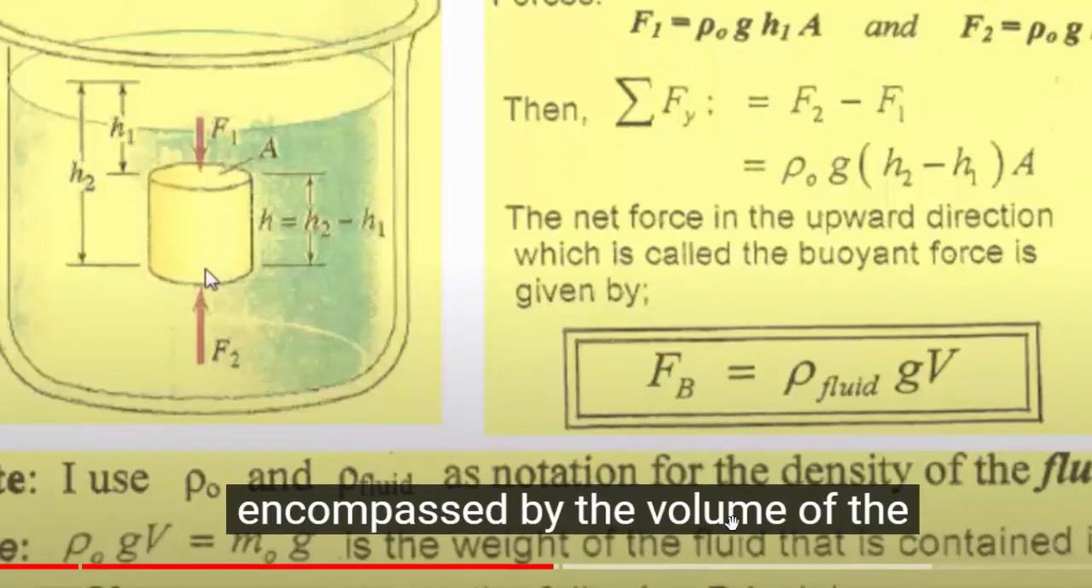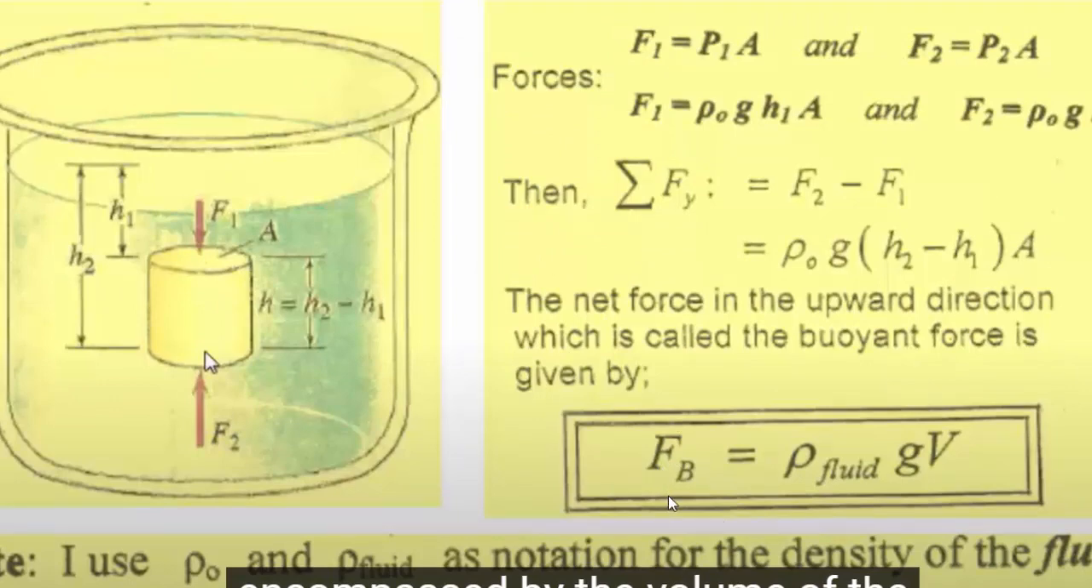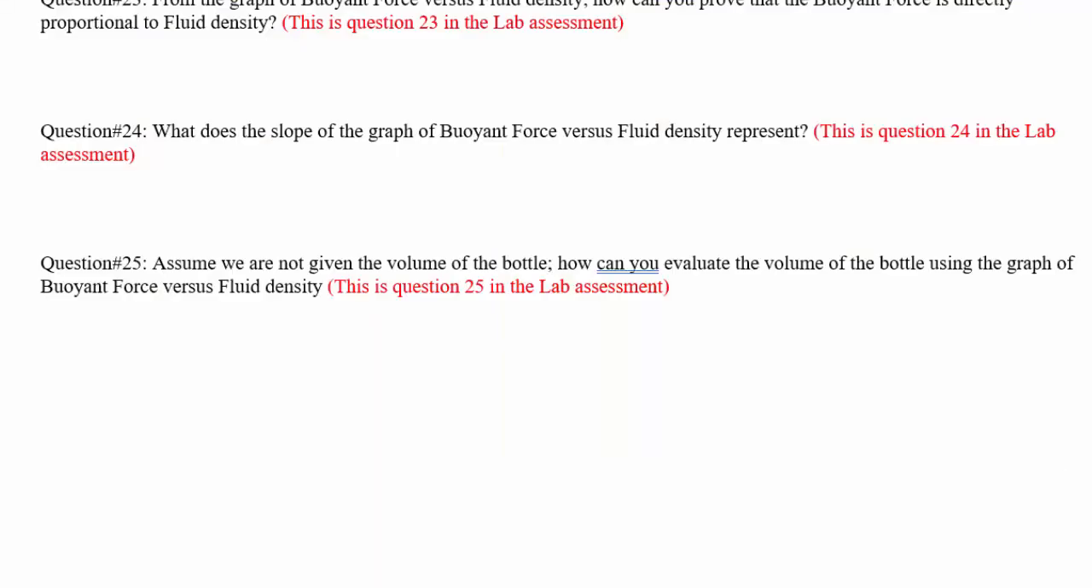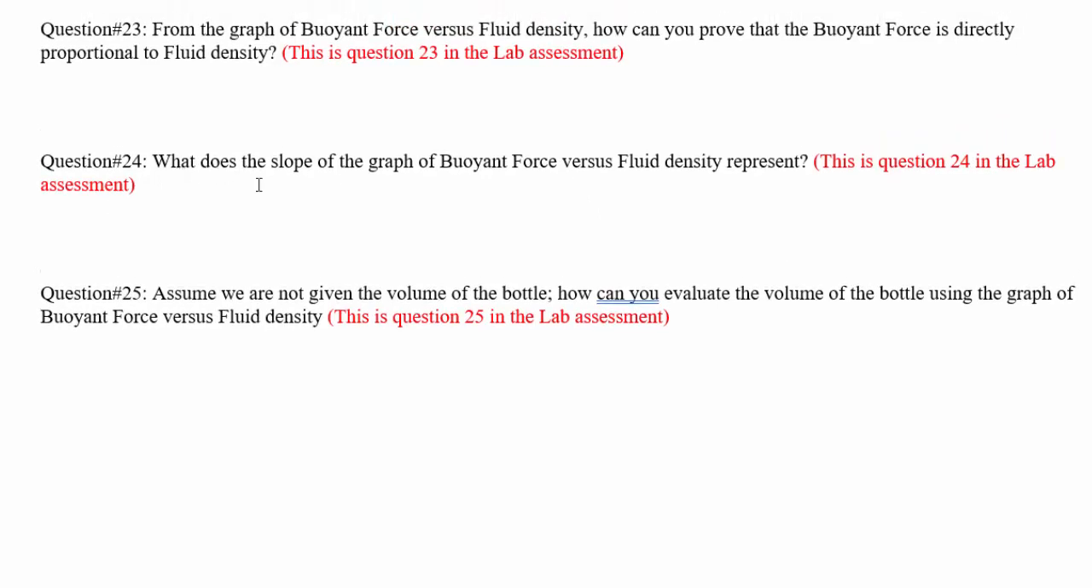So if you compare this equation to the equation of a straight line, and recall the equation of a straight line is y equals the slope times x plus b, and if we are taking the fluid density here as our x-axis and the buoyant force as our y-axis, the slope will be equal to what? The slope will be equal to whatever is left here, which is g times v. So basically, the slope of this straight line graph will be the acceleration due to gravity times the volume of the object immersed. Okay, so that will give you enough hints to answer question number 24.